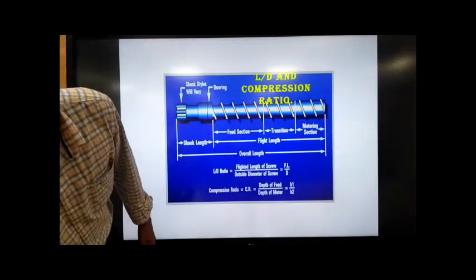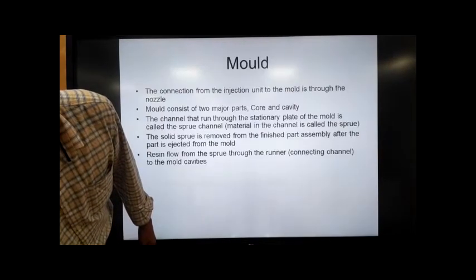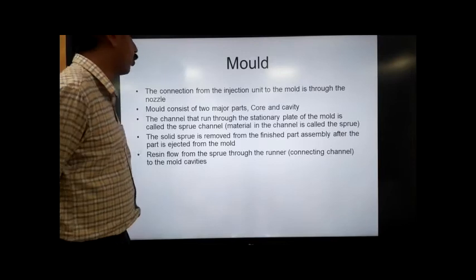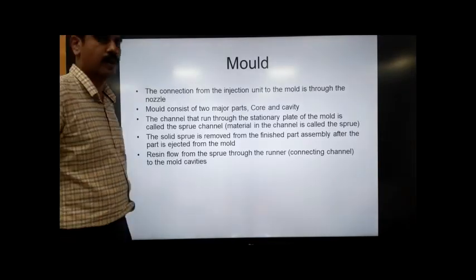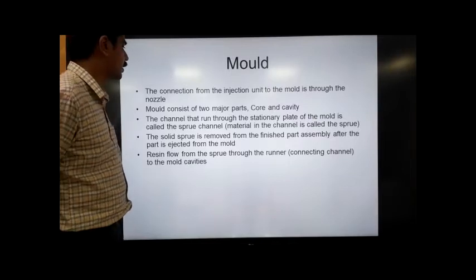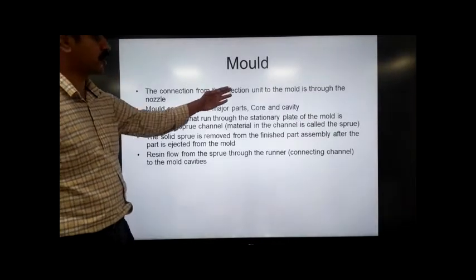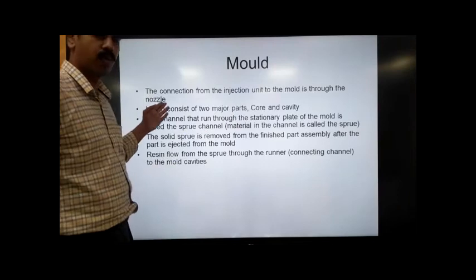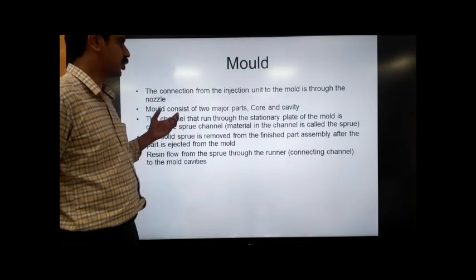So this is a description regarding the mold. As we come to the discussion of the mold, what is a mold? Simply we can say the connection from the injection unit to the mold is by a part that is known as the nozzle.